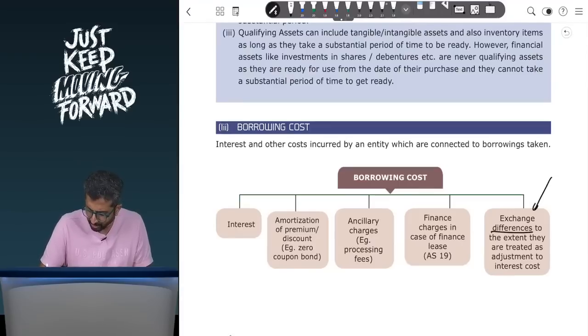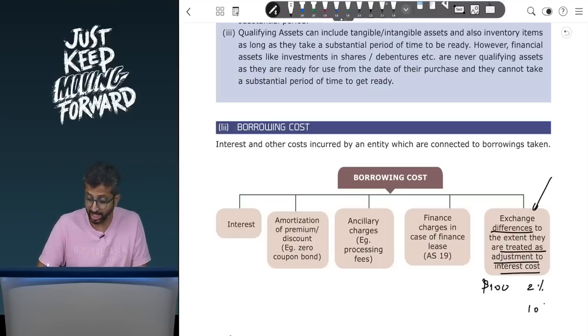Exchange differences, to the extent they are treated as adjustment to the interest cost. Now what happens is, for example, when you take a long term loan, for example of $100, you would take it in US, it is just 2%, in India it is 10%. So over here apparently there is an interest saving of 8%. So why does this interest saving arise? Well, if there is a genuine saving, people are not foolish enough to take loans in India.